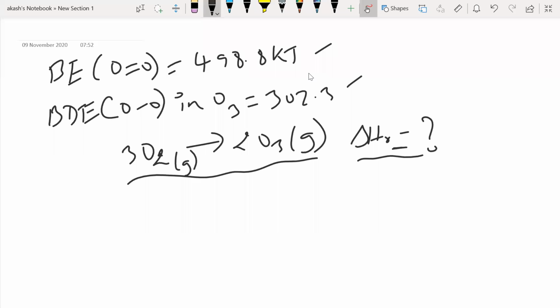We define delta H R, sir. Yeah, you have to find the enthalpy change for this reaction. So there is no other obvious way. Okay, fine. Now, what do you think? How can we go about it? Any guesses?